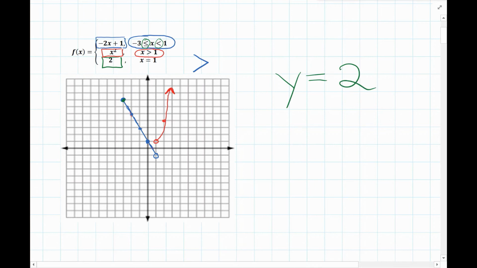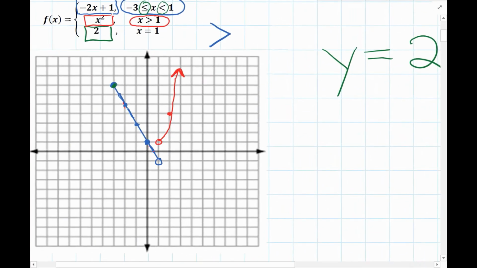Y equals 2 is a line as well. It's a special type of line. It's a horizontal line, actually. You go to 2 on the y-axis, which is right here, and then it will just be a horizontal line that goes all the way across like this. If I told you to graph y equals 2, that's what it would look like, the full graph. But again, this is a piecewise function.